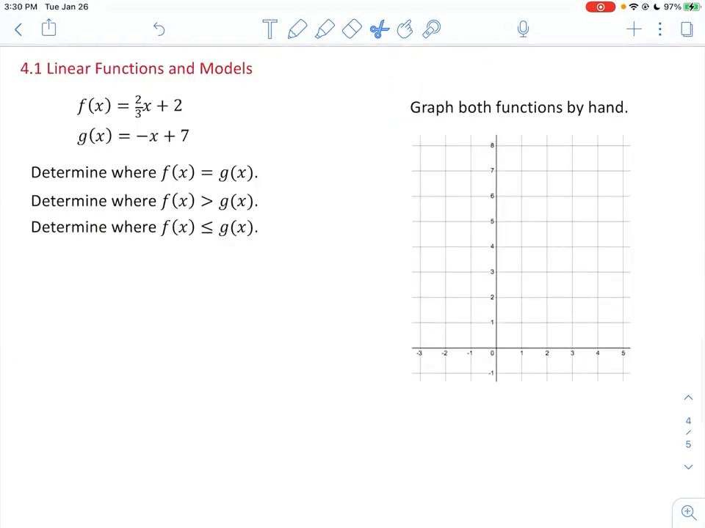The next slide. So there's two functions here, f and g. Graph both functions by hand. We're going to do that in a moment. Determine where f of x equals g of x. This is saying, do the two functions intersect with each other? And if they do, what are the x-coordinates where they do intersect?